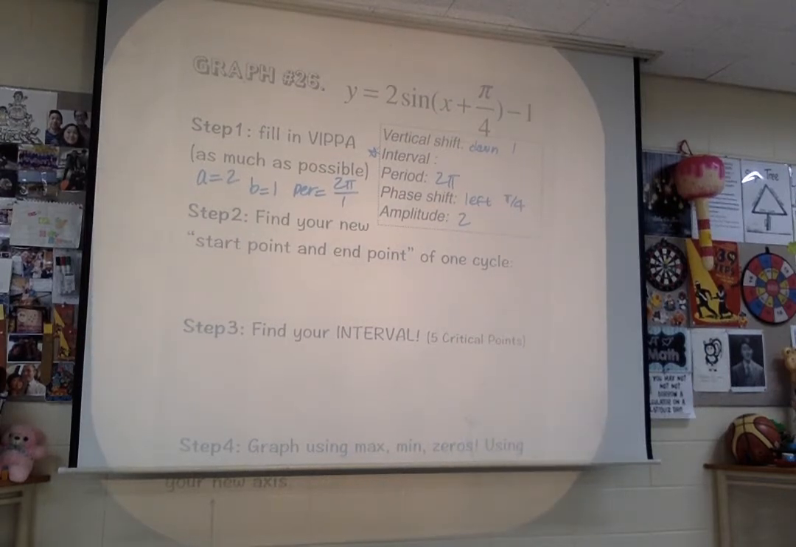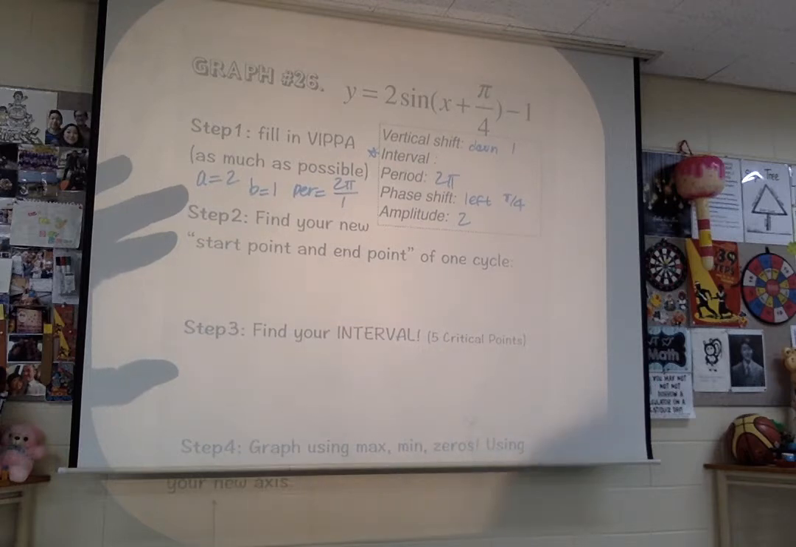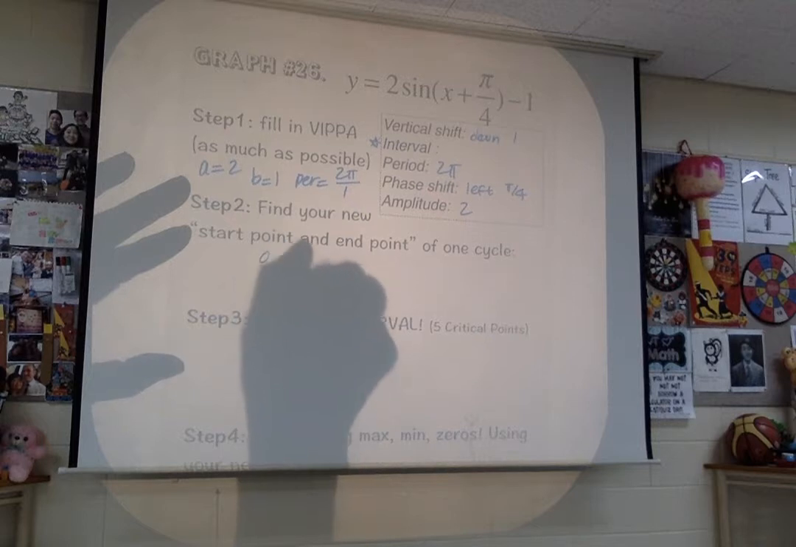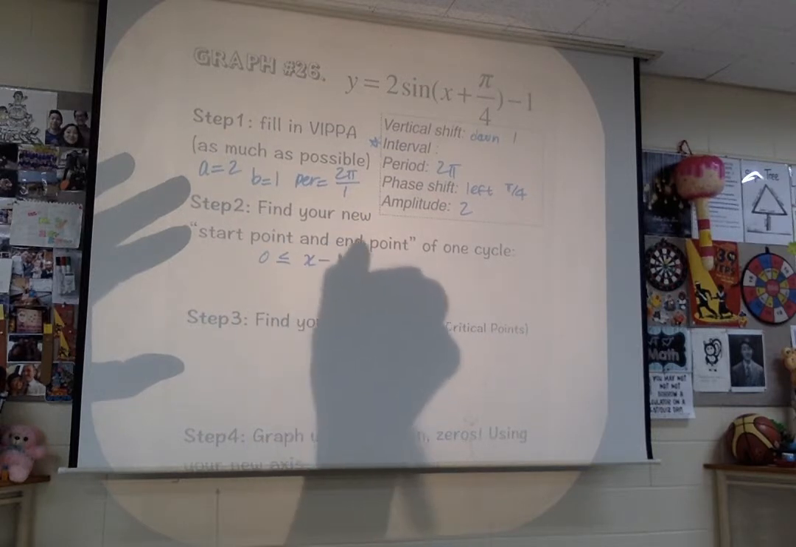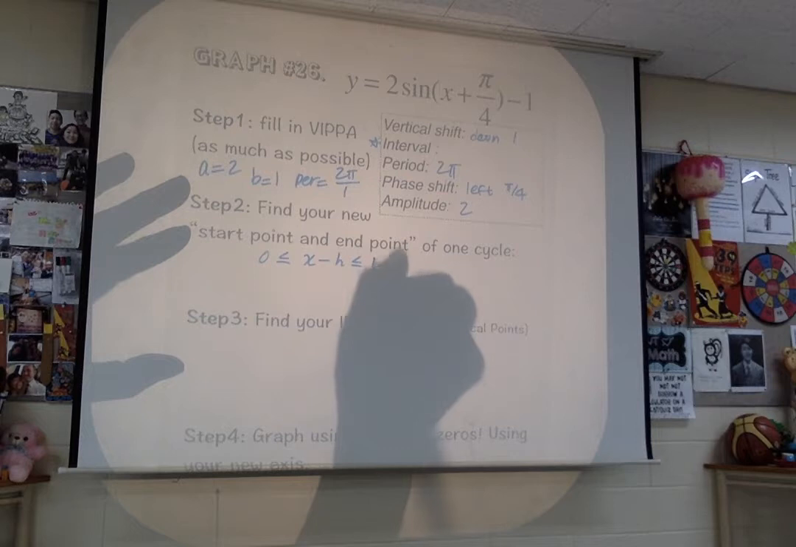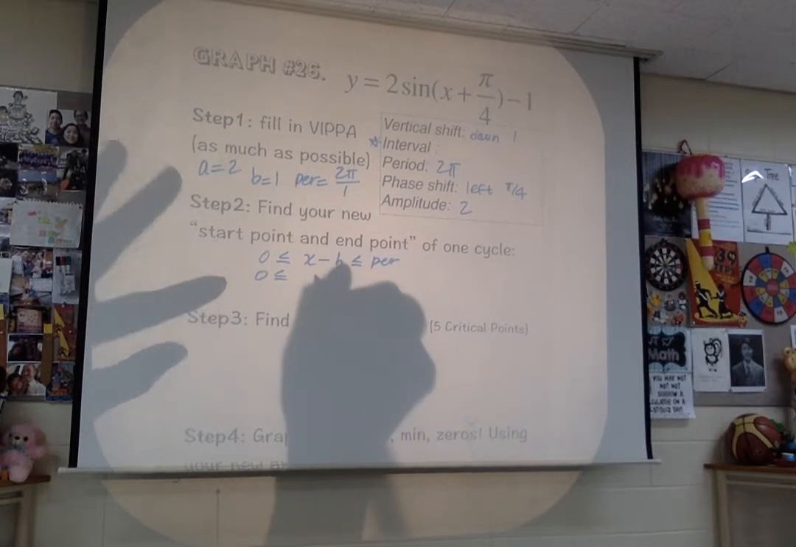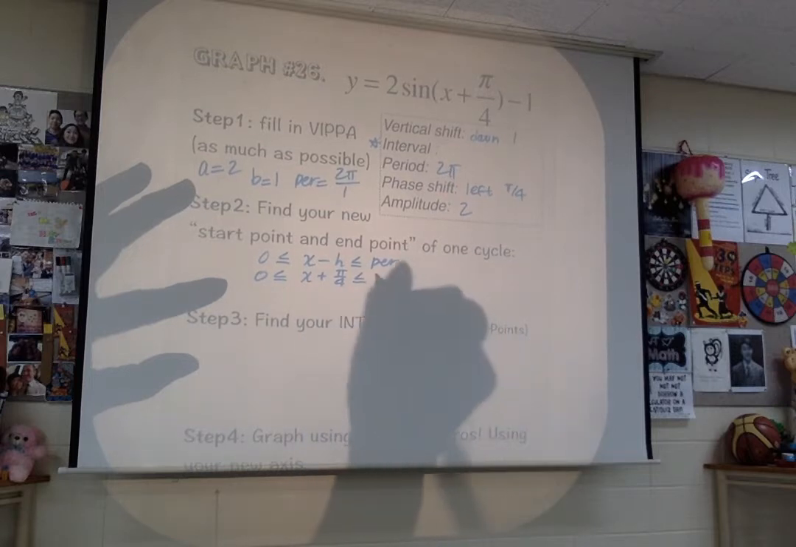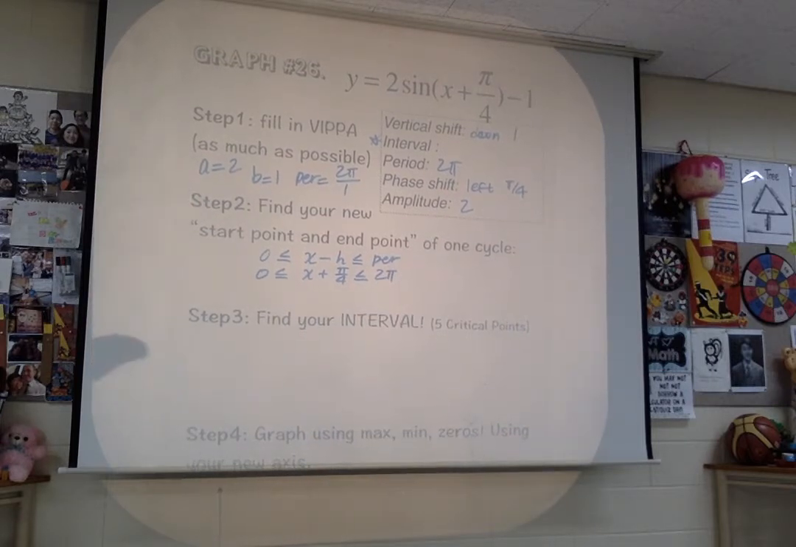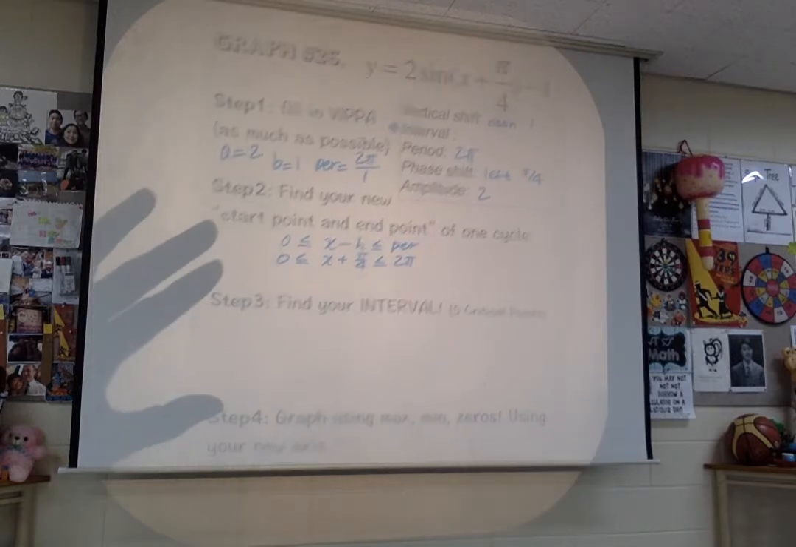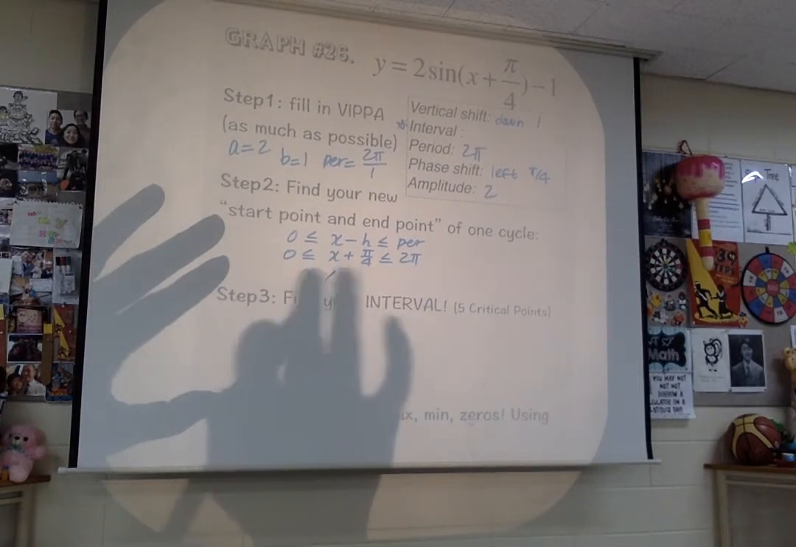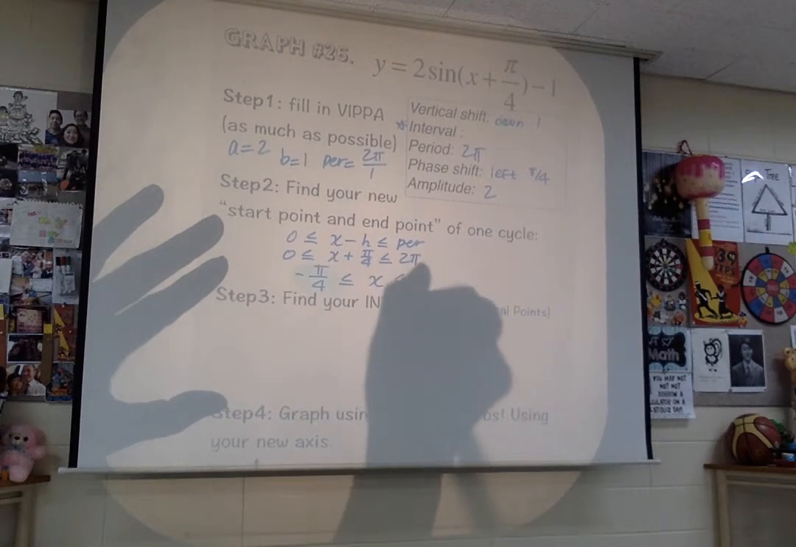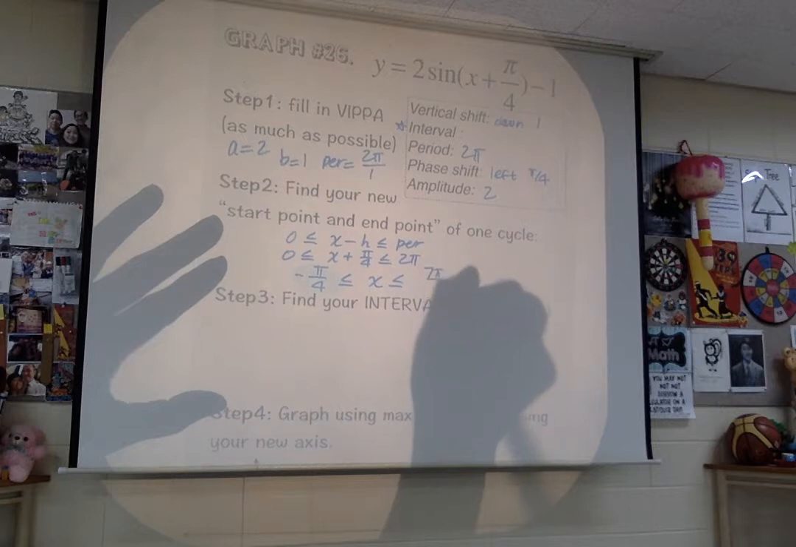All right. Second step, go back to your notes if you have to in order to refer back to what you're supposed to do next. I know it used to start at 0, and I know it shifted in our new period. So our new function is, and our period is 2 pi. When we solve this inequality, we get negative pi over 4 less than or equal to x less than or equal to 7 pi over 4.